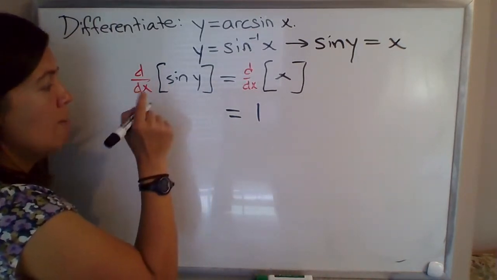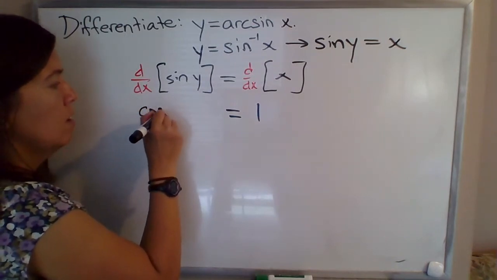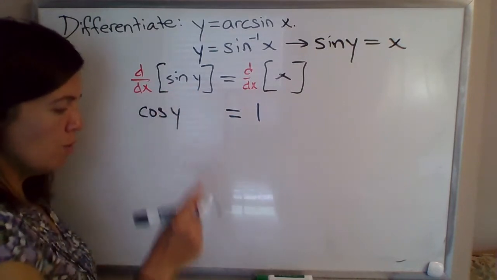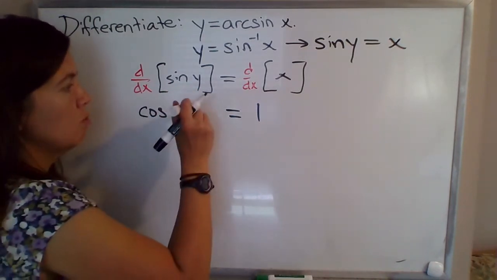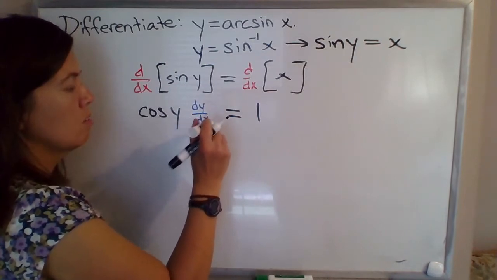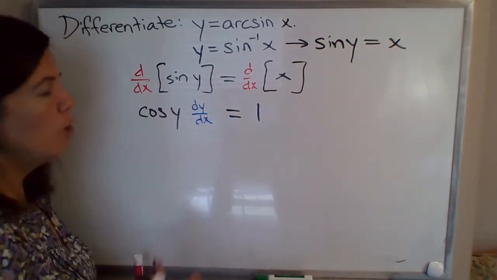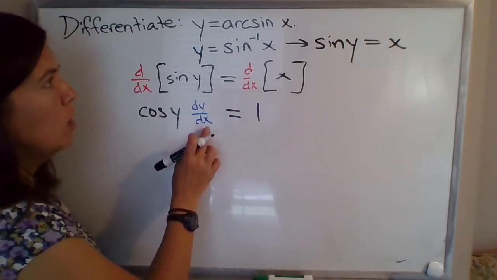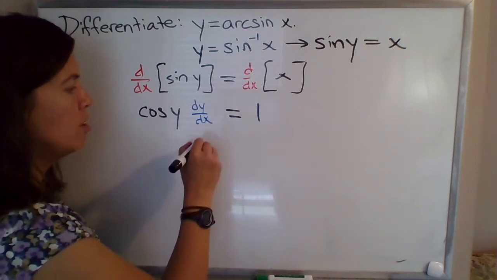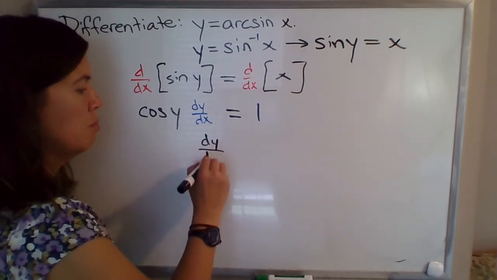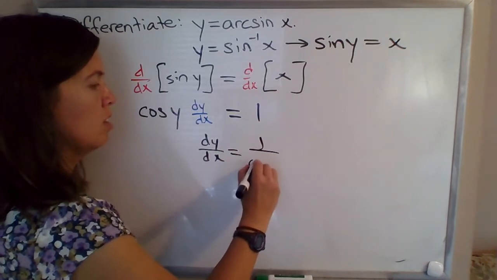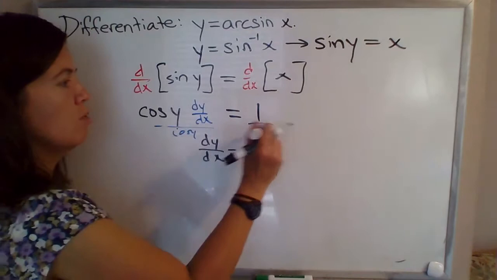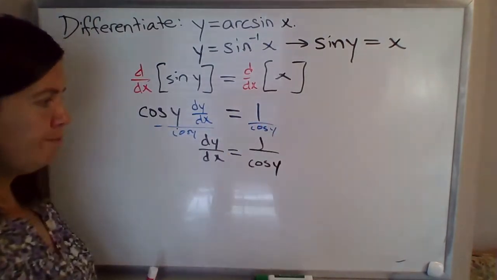So the derivative of the sine function is the cosine function. Leave the inside alone, times the derivative of the inside. So times the derivative of y, which I'll write as dy dx, equals 1. You could write y prime if you want, but it starts to look like y to the first. It gets confusing. Okay, and we're looking for the derivative. So I could solve for the dy dx here by dividing both sides by cosine of y.